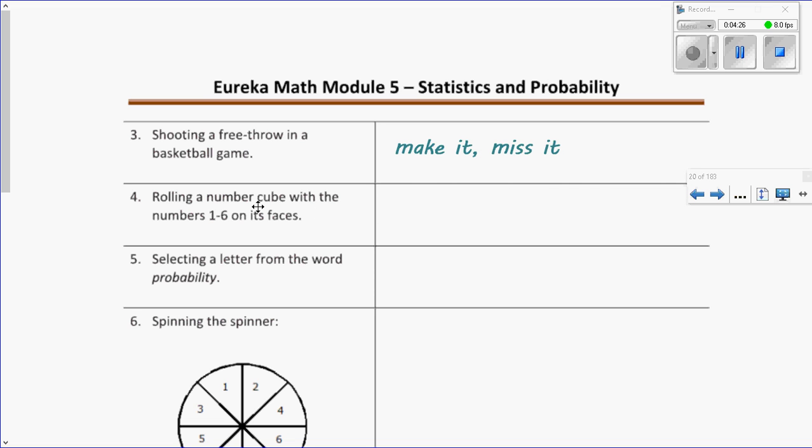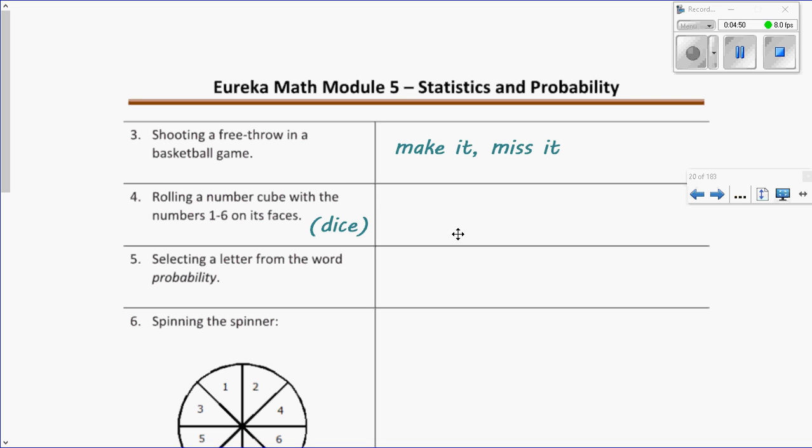Okay, how about number cube? So they're talking about dice here, or a singular die, but really the word dice is what's more popular and makes sense. So I'm going to say dice a lot. Rolling a number cube with the numbers 1 through 6. So this one, you probably can imagine if you're playing a game and you have to roll the cube, what could happen?